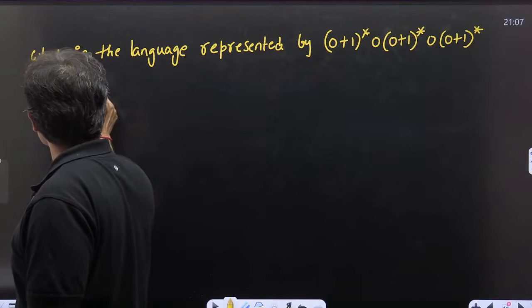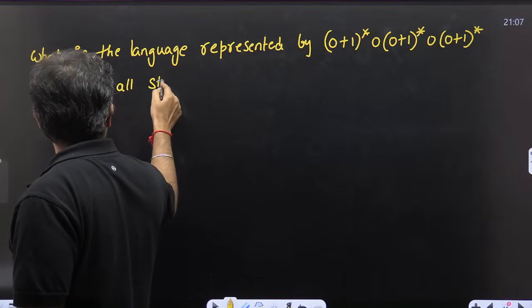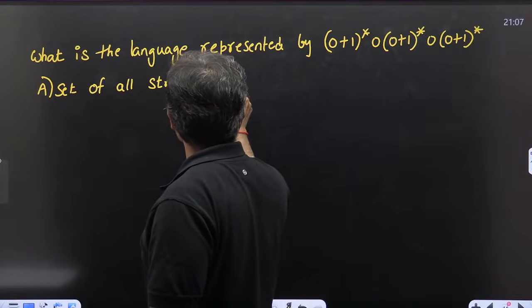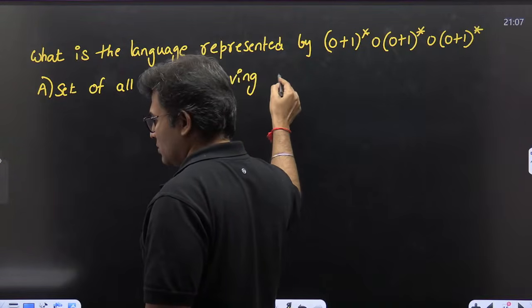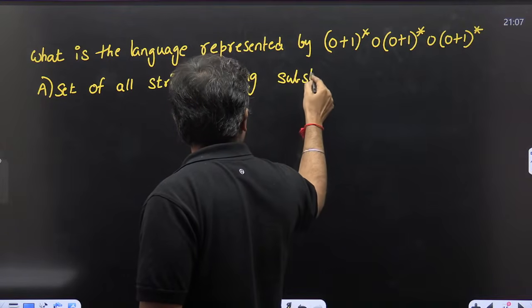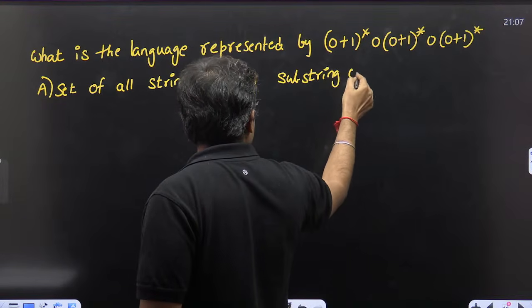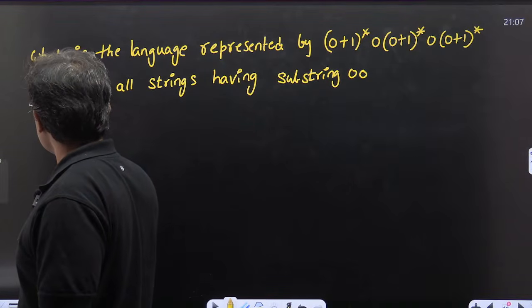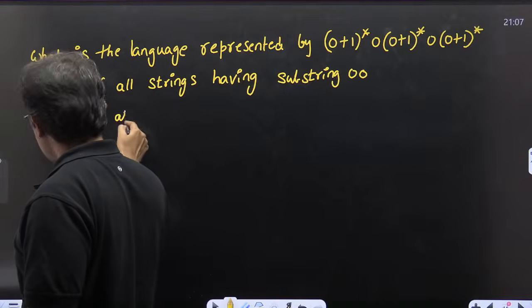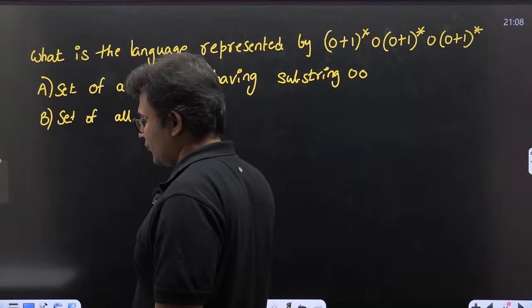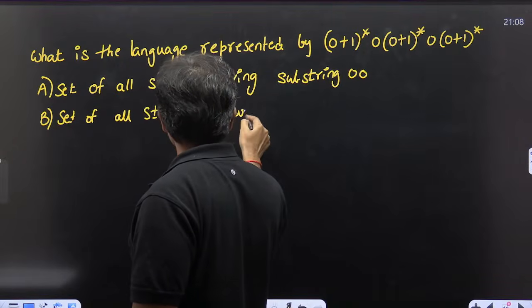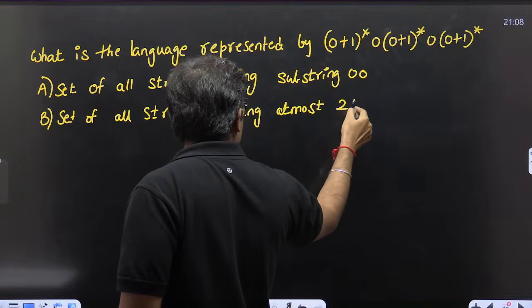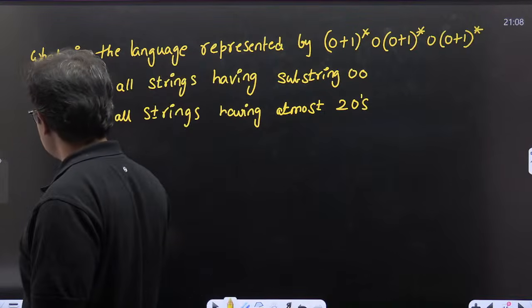A: set of all strings having substring 0, 0. B: set of all strings having at most 2 zeros.